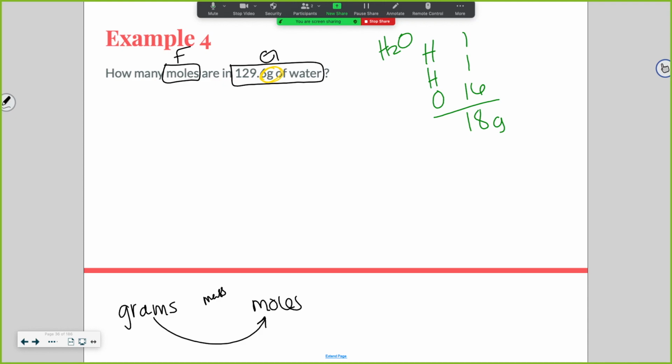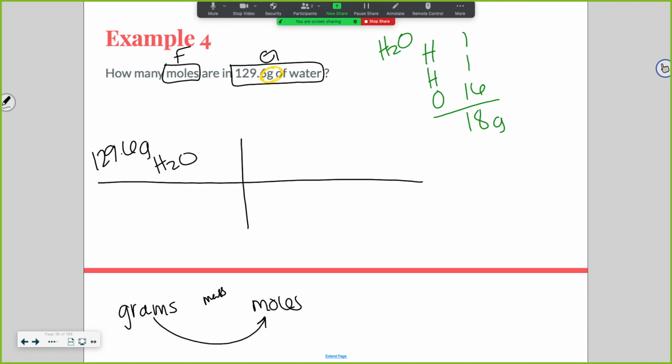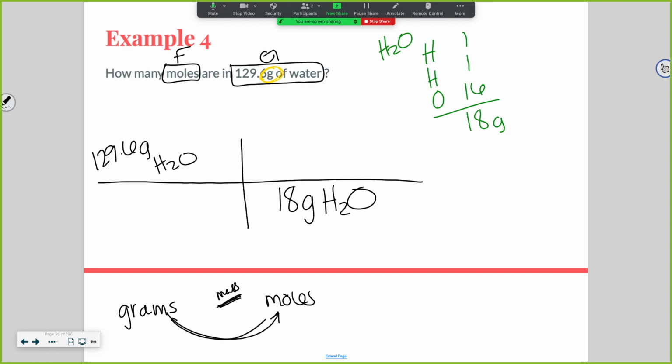So would that go on the bottom? Go ahead and identify your given: 129.6 grams H2O. And that goes on, what goes on the bottom? Remember, it's my arrow on the bottom, so it's going to go on the bottom. And what's in the center right here tells you what's going in the bottom. So what's going on the bottom? 18 grams of H2O. Bottom arrow, and this tells me what goes on the bottom. 18 grams of H2O. I'm going back to moles.